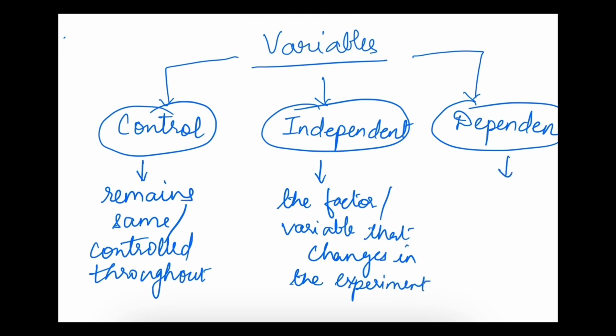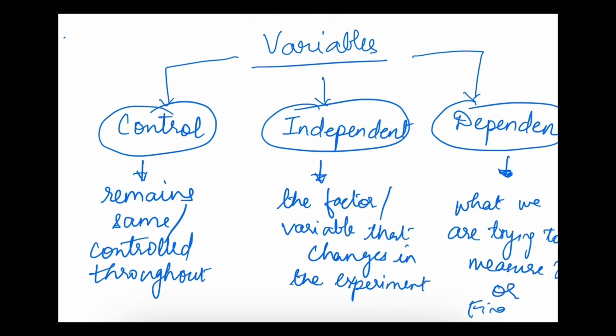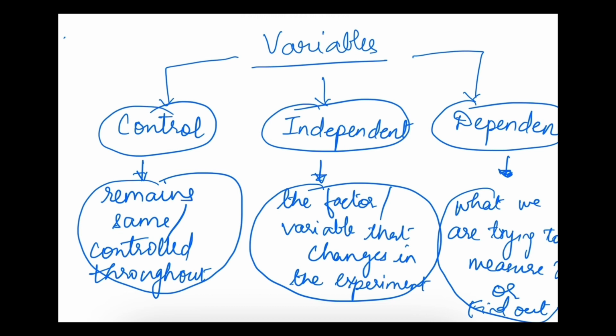What is dependent variable? Dependent variable is what we are trying to measure. So, or we can say the aim of the experiment. So what we are trying to measure or find out. Okay, so now these three variables must be clear to you all.